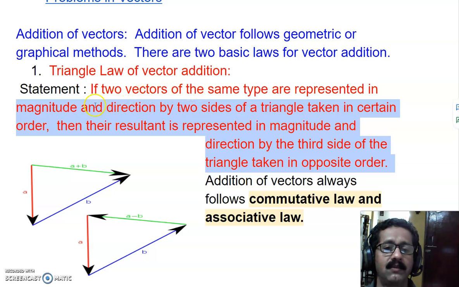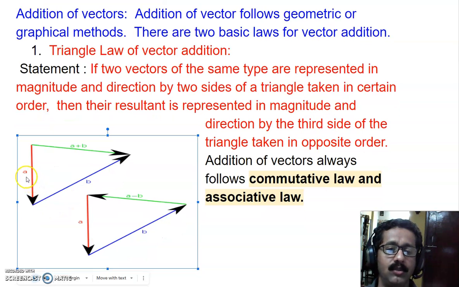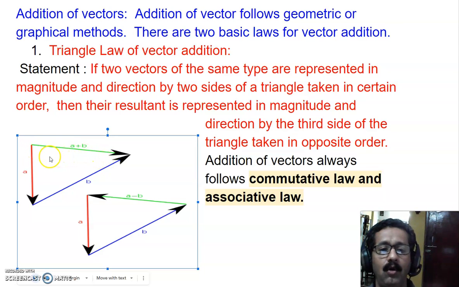So if you have two vectors of the same type and they are represented in magnitude and direction by two sides of a triangle taken in certain order, what do I mean by this? This diagram shows that I have two vectors here. One is vector A, the one shown in red. The other is vector B. They are placed in such a way that wherever you have the end point of the first vector, vector B starts from the same point. So the resultant or the addition of these two vectors is given by the third side of the triangle, but now in the opposite direction.